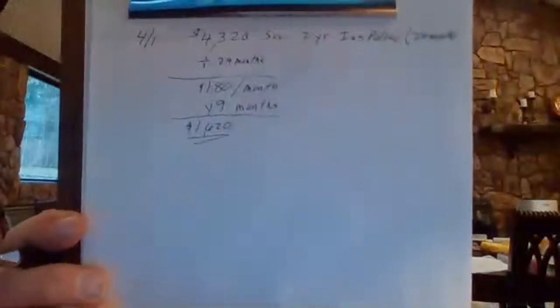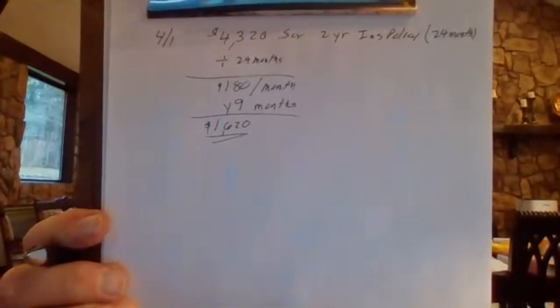Okay. So how many months expired? How much insurance expired between April 1st and December 31st? April, May, June, July, August, September, October, November, December. 9 months. So $180 a month times 9 months gives us $1,620. There's the computation. All we have to do now is do the adjusting entry.